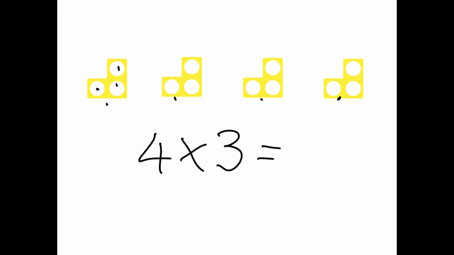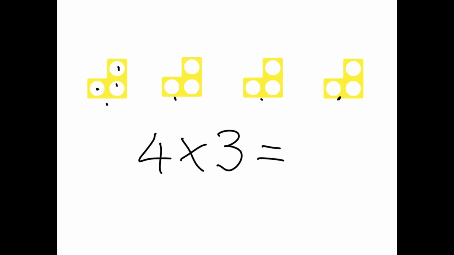So we're going to think, how many sets have we got first of all? 1, 2, 3, 4. So we've got 4 sets. And then how many is in each set? 1, 2, 3. There's 3 in each set. So we've got 4 times 3. And so you can count all the little circles and tell me what 4 times 3 is.